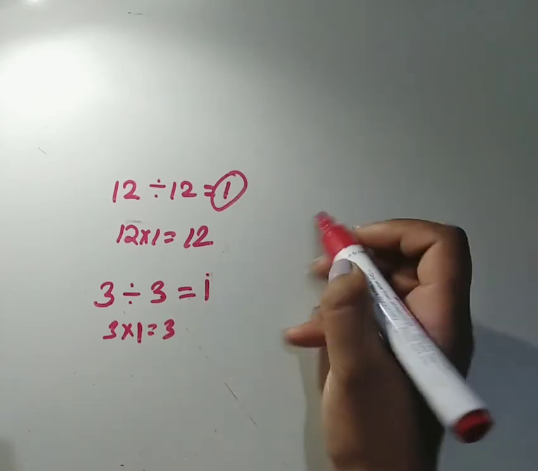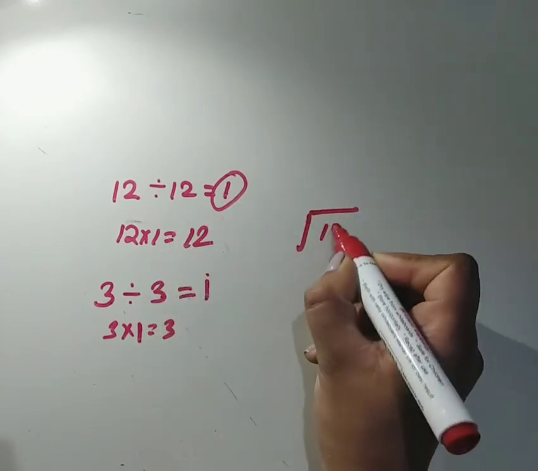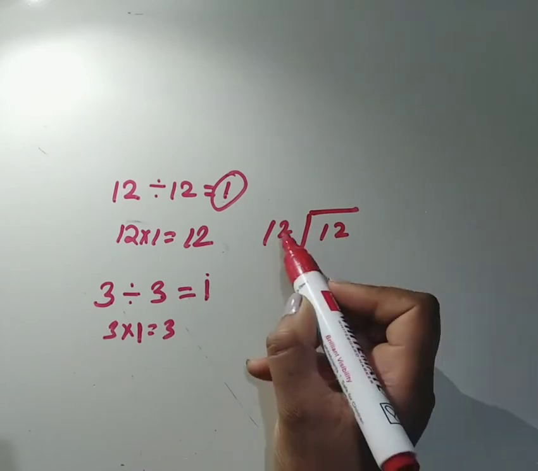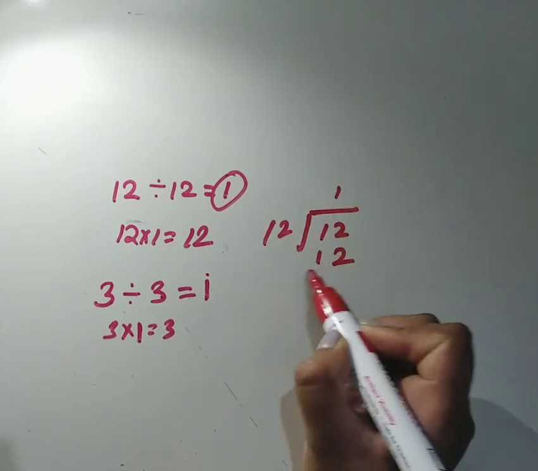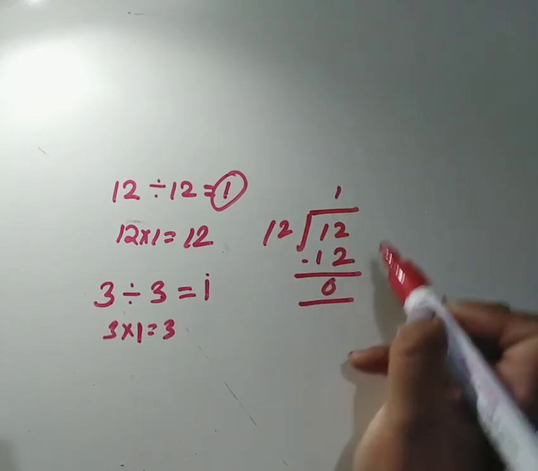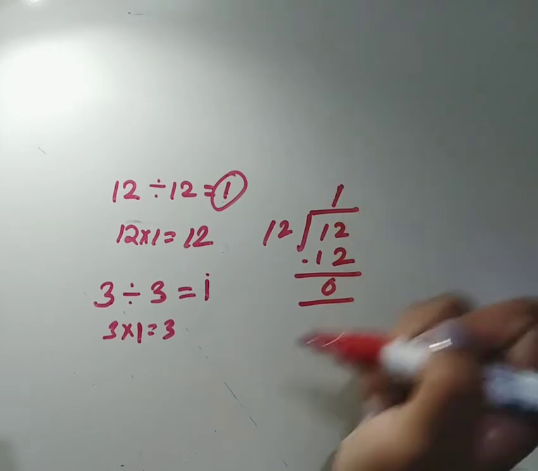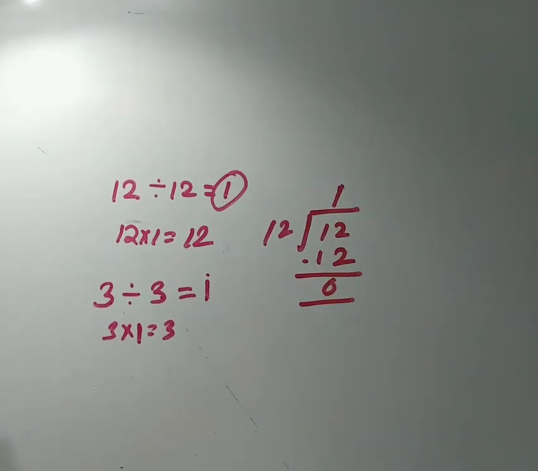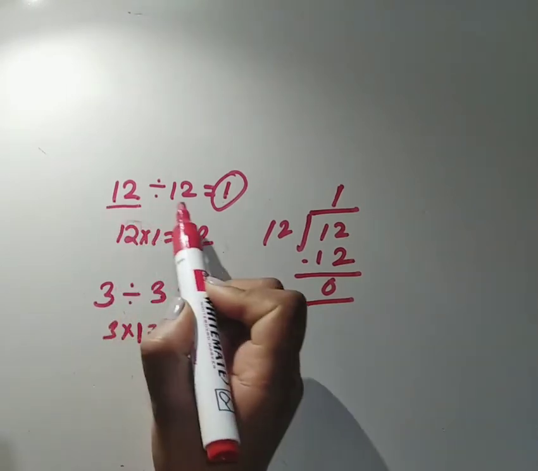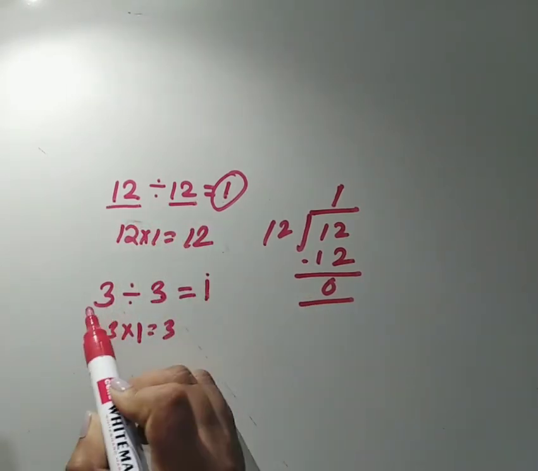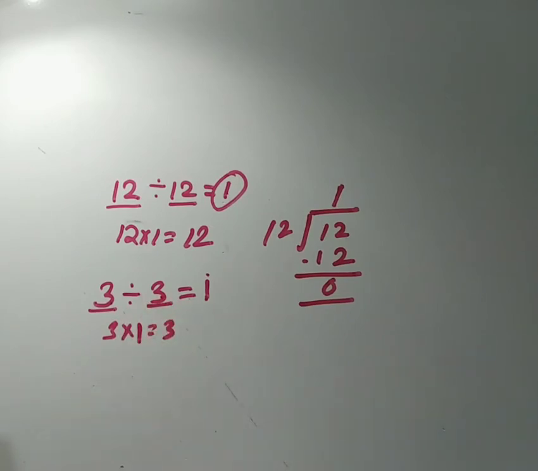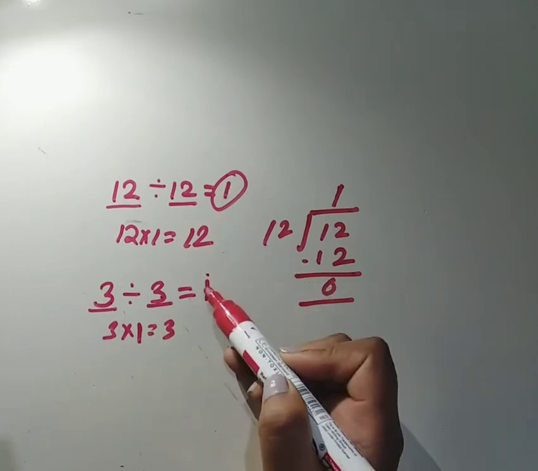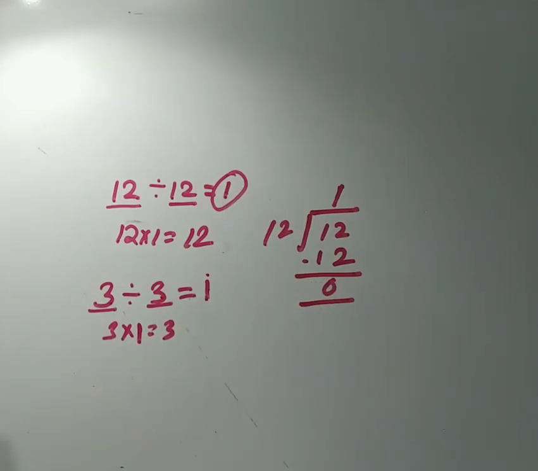Can you see? Now over here, if I divide like this, so 12 ones are 12, minus it. So what is your quotient? 1. If I divide any number by the number itself, what is your quotient going to be? Your quotient is going to be 1. Alright? Okay, let us see the third property.